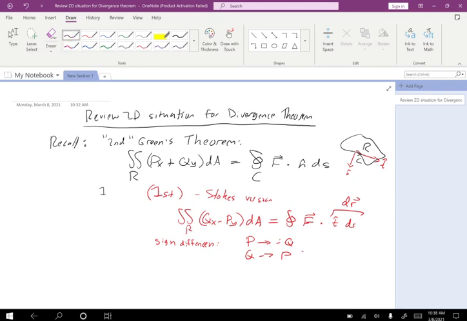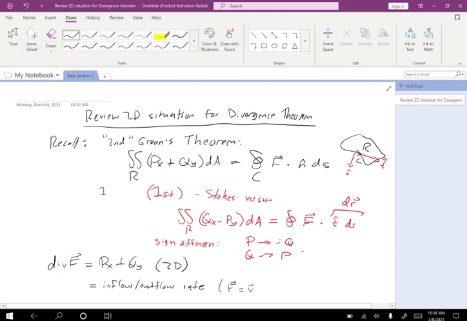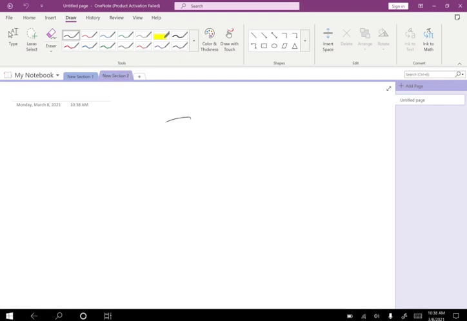Px plus Qy is the divergence. We call this the divergence of F. And this thing has the physical interpretation of the inflow rate if you think of F as a velocity field. And the reason for that, I'm just reviewing. I'll link to the video in the description where I covered this stuff in more depth. I'm just giving a sketch to jog your memory.